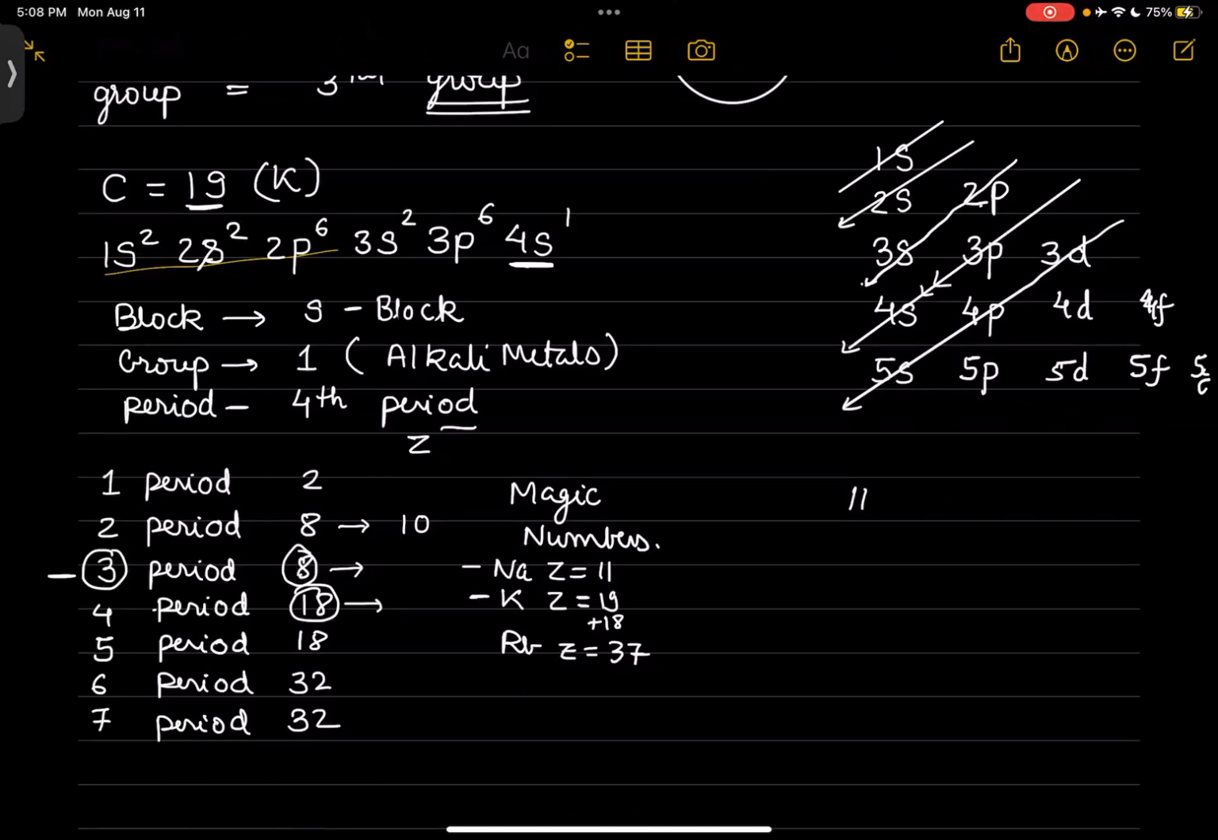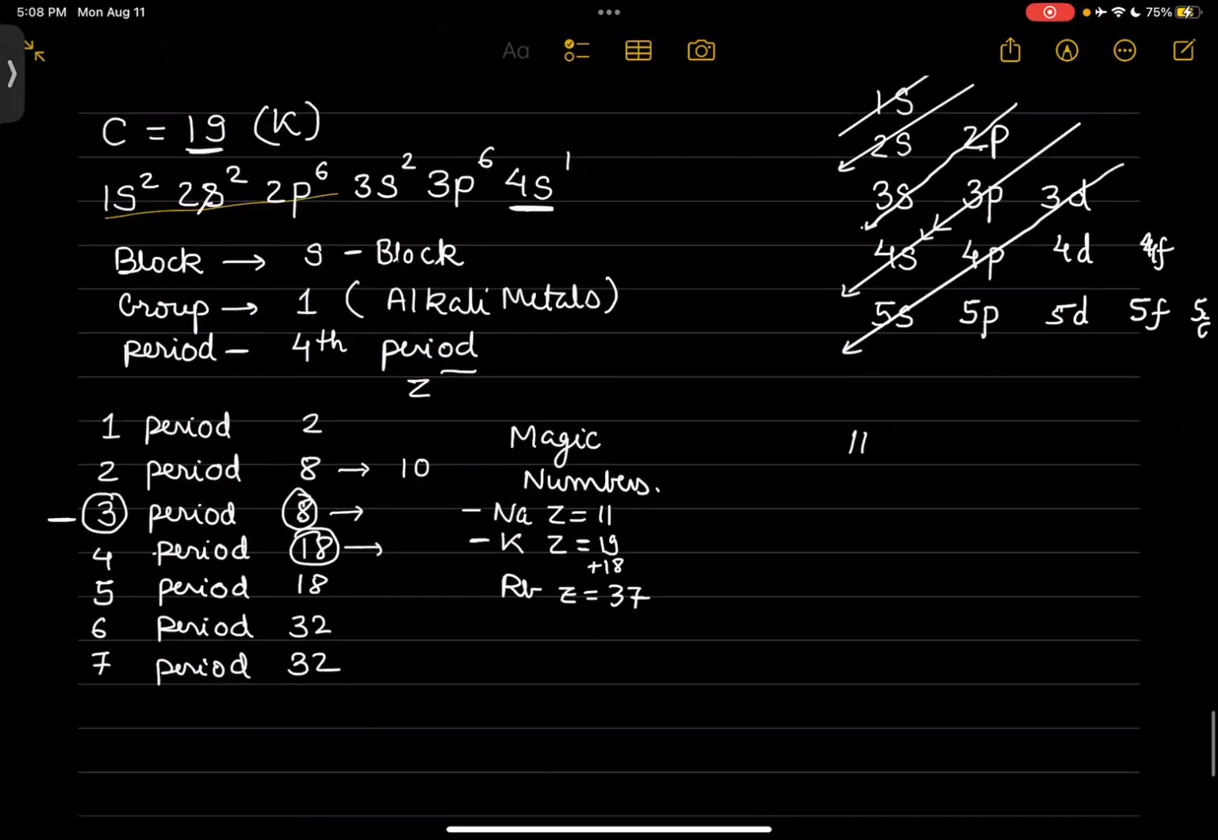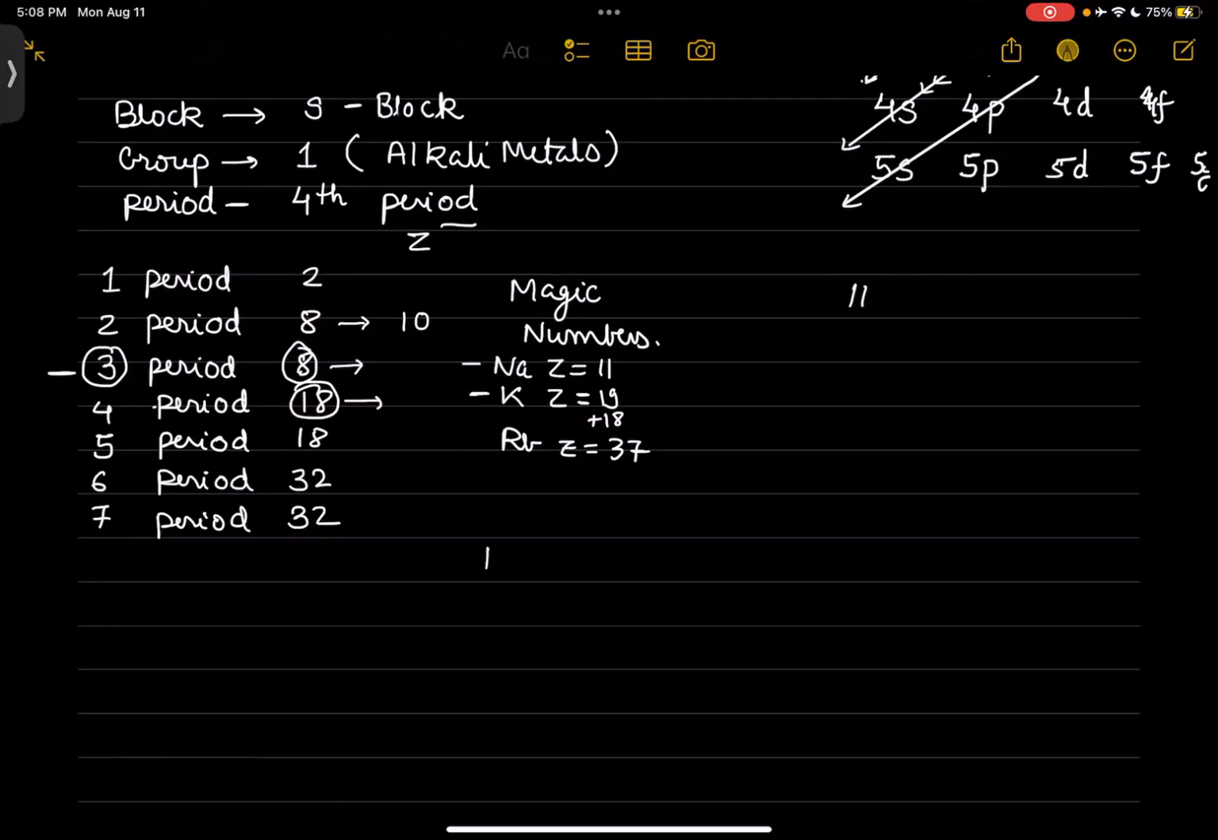1s is complete. From lithium, what do you do? Lithium is the third element, Li. So what should be the electronic configuration? 1s was already complete in the first period. Now you have 2s1. So it will be an S block element, group 1, because it has one electron in its outermost shell. And this is the second period.